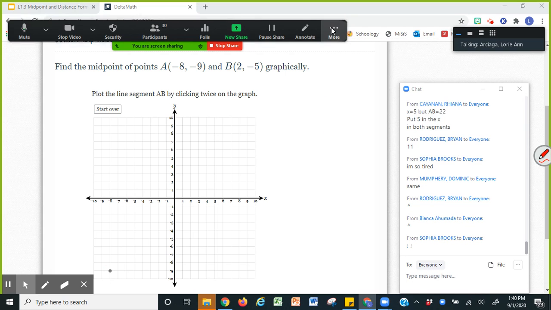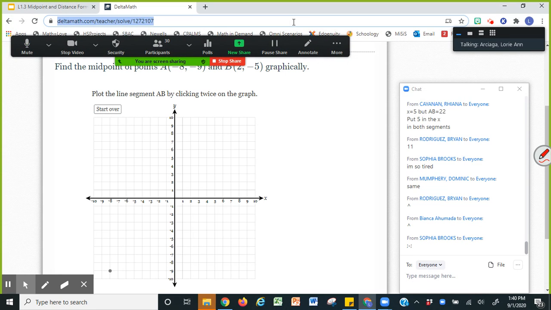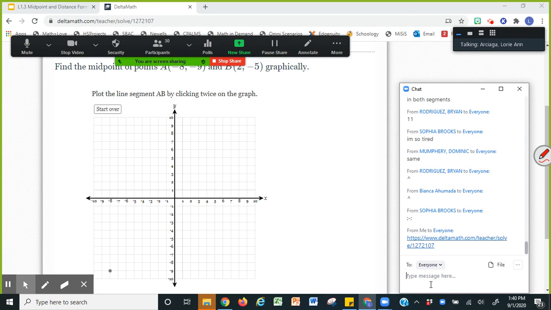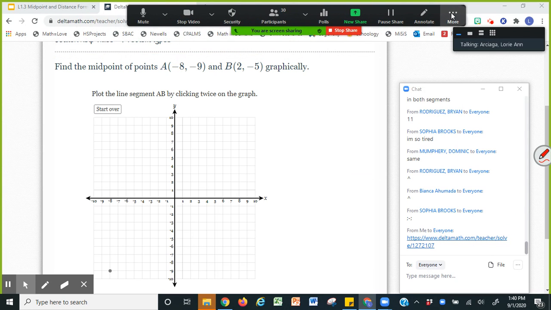I can actually, I think, share this with you. Am I right? I'm not sure. Let's see if we can open the same problem that I'm doing right now. If not, I'm so sorry, but we're just going to show it over here. And then the other point is 2 to the right, 5 down.